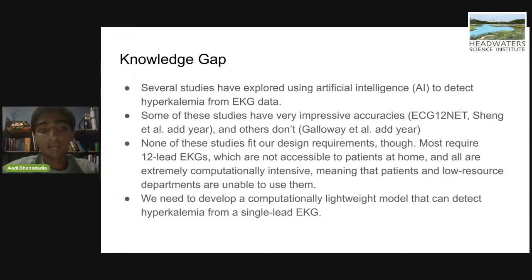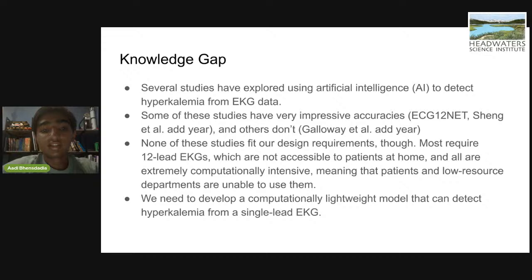So the knowledge gap: several studies have explored using artificial intelligence, or AI, to detect hyperkalemia from EKG data. A lot of those studies have extremely impressive accuracies, such as ECG12net, which has an accuracy of about 97%, and others don't, like Galloway and colleagues, I think that was sometime in the early 2000s, right when this technology was in its infancy, and they had an accuracy of about 50%.